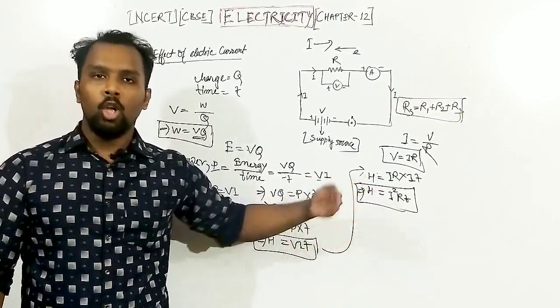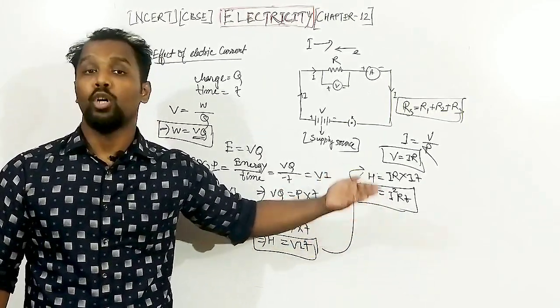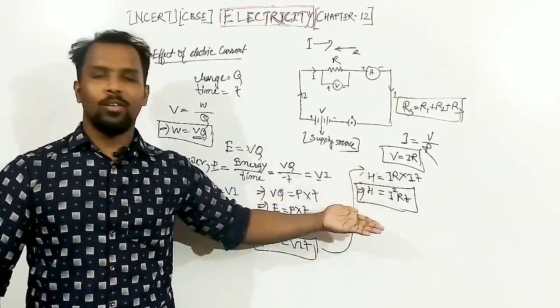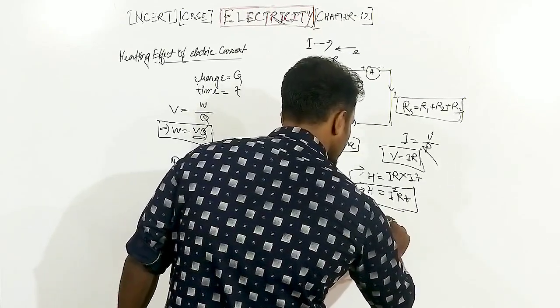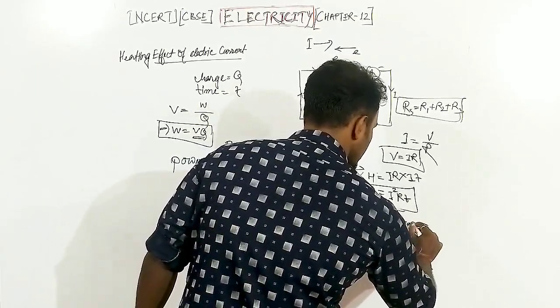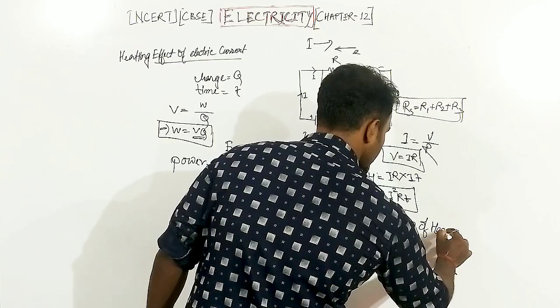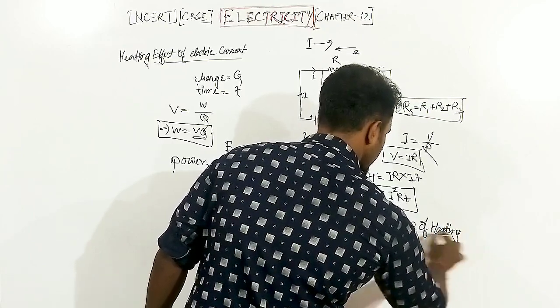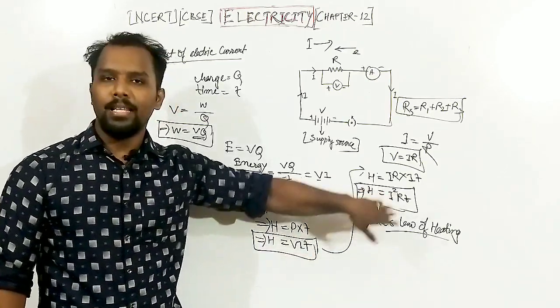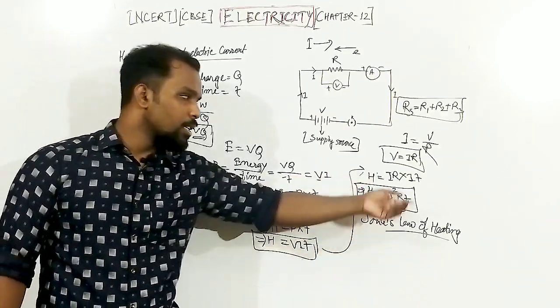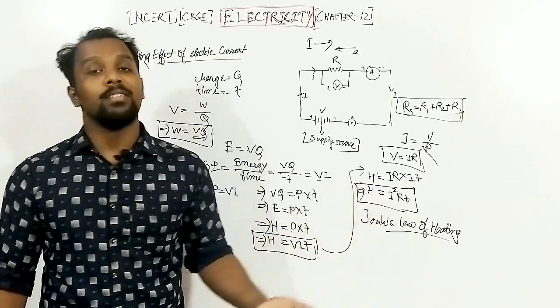That is the main law given by James Joule. So that law is known as Joule's law of heating. If there is a question where current is given, R is given, T is given, then you can calculate using this law how much heat is generated.